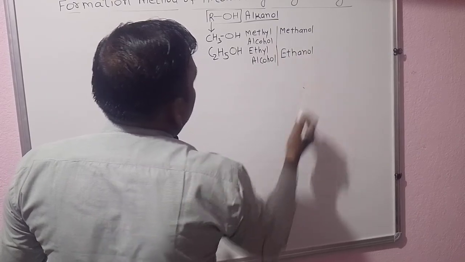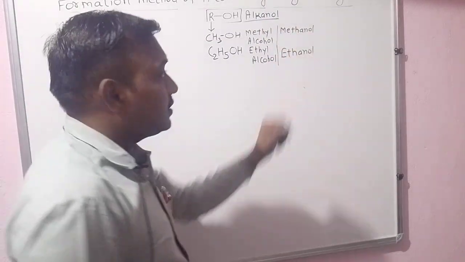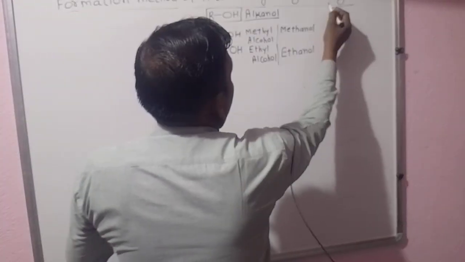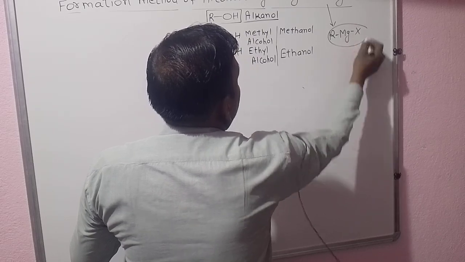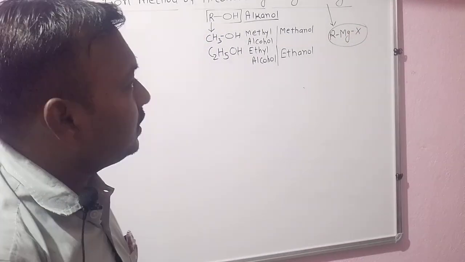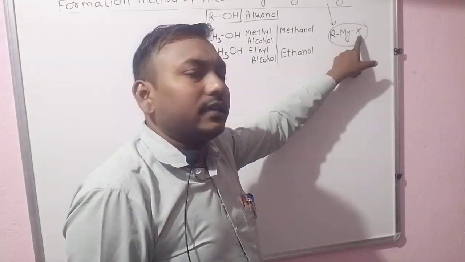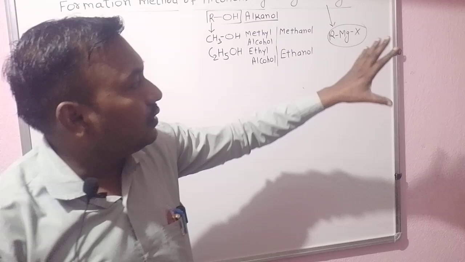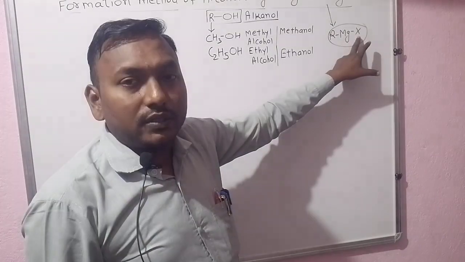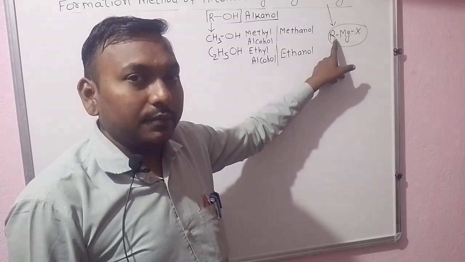Okay. So the second thing is the Grignard reagent. What is the Grignard reagent? Grignard reagent means RMgX. This is the general formula of Grignard reagent, RMgX, where R is the alkyl group and X is a halogen. Halogen means chlorine, fluorine, bromine, iodine. Generally halogen is represented by X and the alkyl group by capital R.